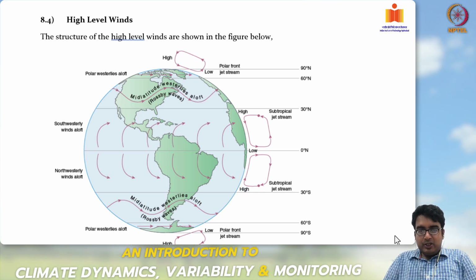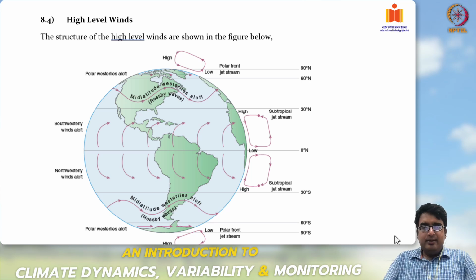In the previous lecture, we saw the structure of the main surface level winds that characterize the atmospheric circulation system. Today we will discuss the high level winds, that is the winds that exist in the upper troposphere of our atmosphere.